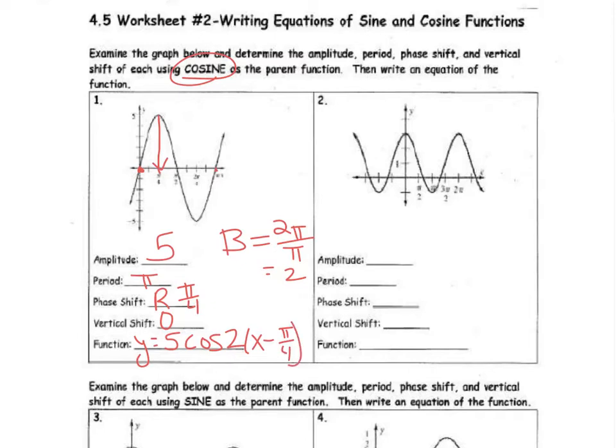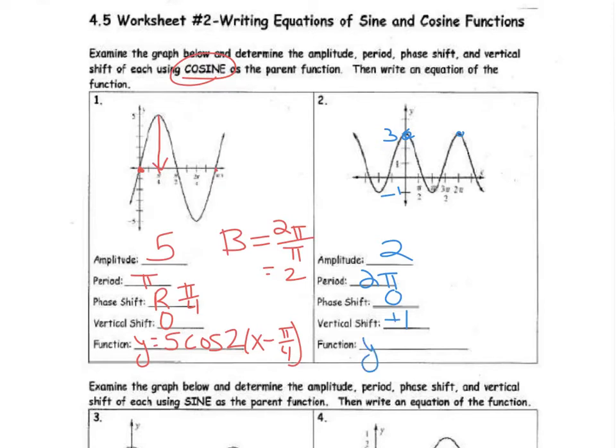For number 2, the amplitude is half that distance again. So if it starts at 3 and is a minimum of -1, the amplitude is 2. The period is 2 pi from the beginning of a pattern back to the beginning. Because it's a cosine function, there is no phase shift. And the midline for the vertical shift is at +1. So we'll say up 1.